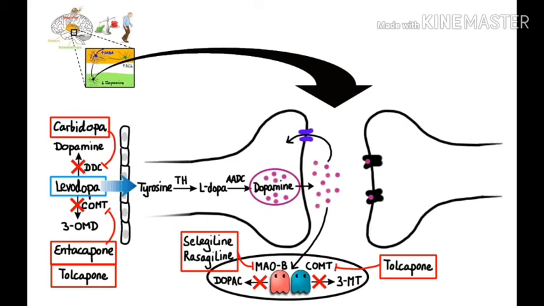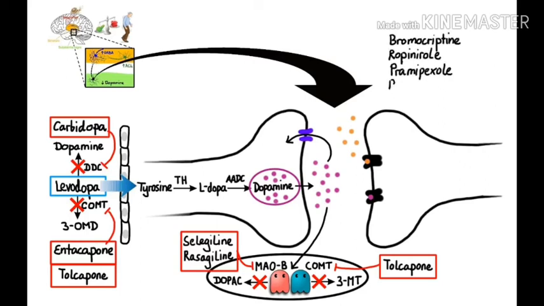Unfortunately, because Parkinson's is a progressive disease, with time the number of dopamine-producing neurons decreases, and fewer cells are capable of making dopamine. Taking that into consideration, some drugs have been developed to mimic dopamine and directly stimulate dopamine receptors in the brain. Drugs that belong to this class include bromocriptine, ropinirole, pramipexole, rotigotine, and apomorphine.